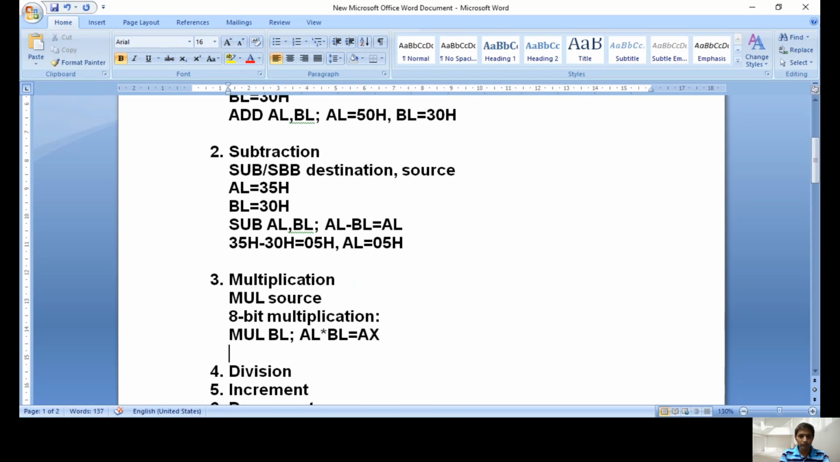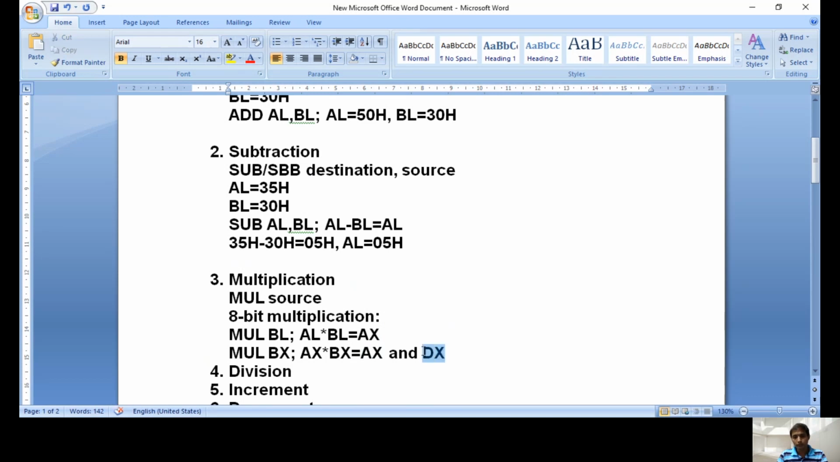If it is a 16-bit multiplication, then MUL BX. So in that particular case, what happens? AX data is multiplied with BX data and result is stored in AX and DX. Here, after performing multiply BX, the AX contains 16-bit result, the first 16-bit result, and the next 16-bit result is stored in DX only if you initialize DX.